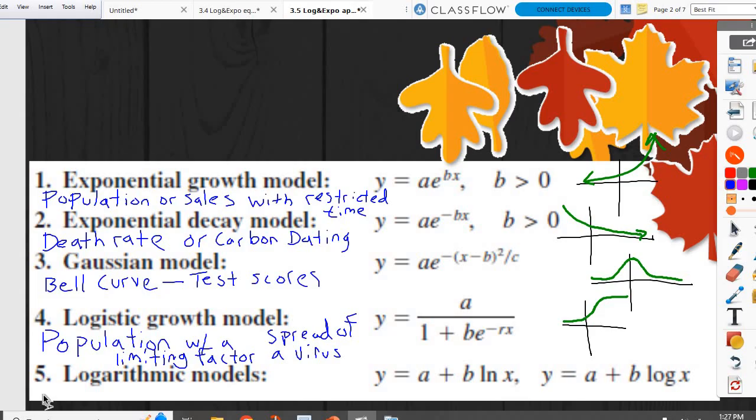And then our last type is our logarithmic models. Those are for the Richter scale, which measures earthquakes. We have the pH scale, which measures acidity in chemicals or liquids. You also have measuring decibels, or how loud something is. All of those are logarithmic models.